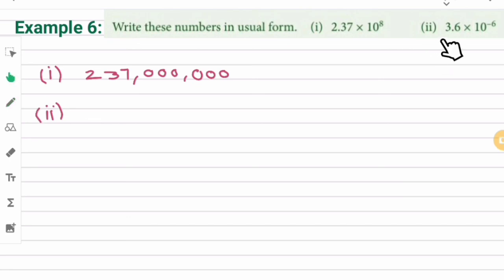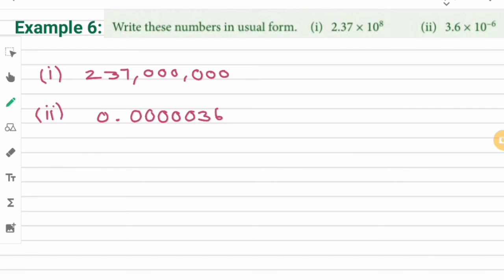second subdivision. 3.6 into 10 to the power minus 6. Here, minus 6. So, the decimal is moved towards right or towards left? Towards left. Okay? We are doing the reverse. So, what you will get? How many places you have to move? 6 places, right? So 0 point, how many zeros I have to write? 5 zeros, because here I am having 3. So 0.000036.